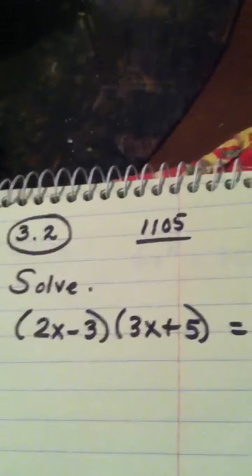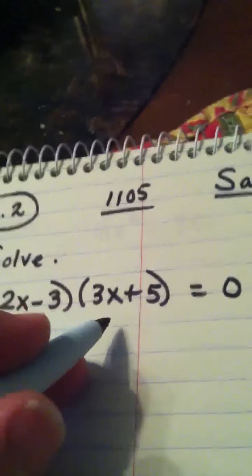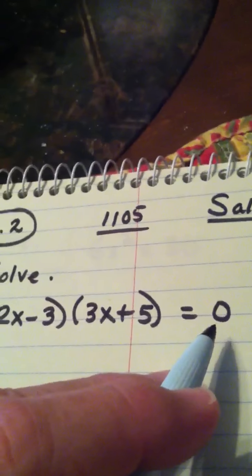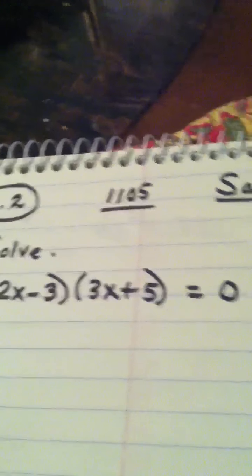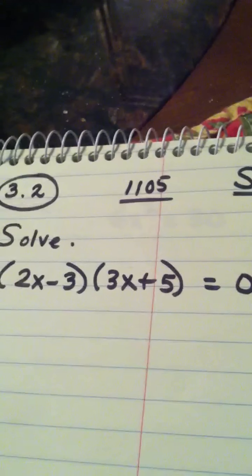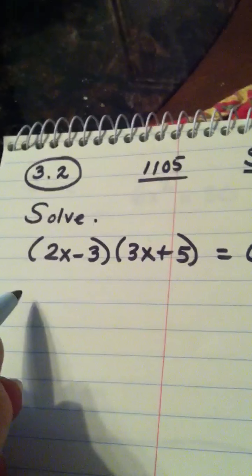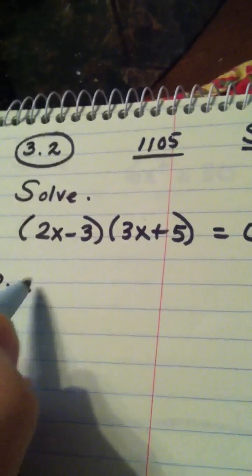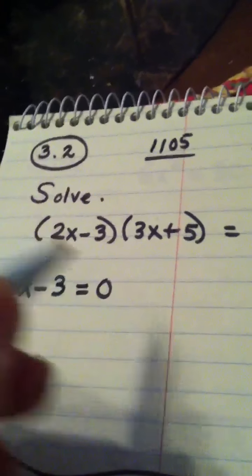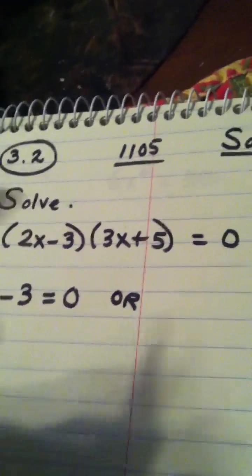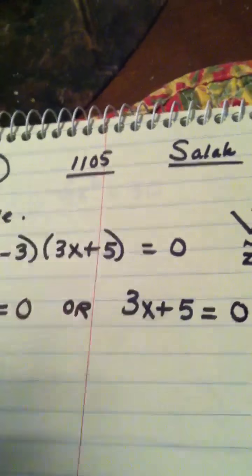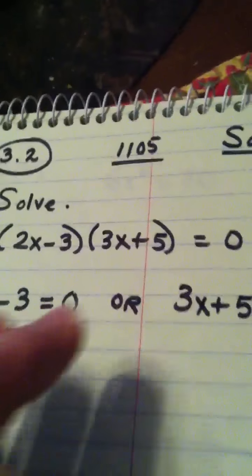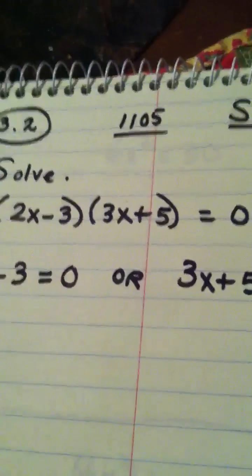Now, think about this. If two factors are multiplied together to equal 0, in other words, if two things are multiplied together to equal 0, at least one of them has to be 0. So the next line in this problem would be to set up our two cases. Either 2x minus 3 is equal to 0, or the other possibility is that 3x plus 5 is equal to 0, or maybe they're both equal to 0. But the word or takes care of that, one or the other or both.